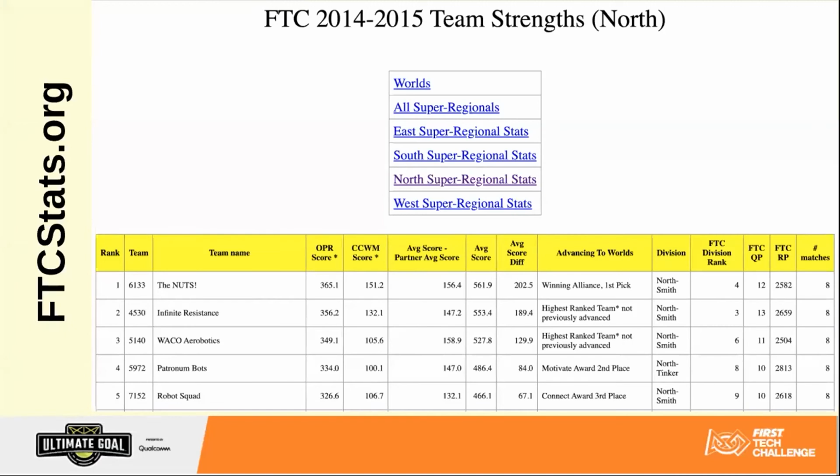So essentially, OPR will help you determine how good a team is by itself, essentially. So what you could expect them to contribute if you were to work with them as an alliance partner.